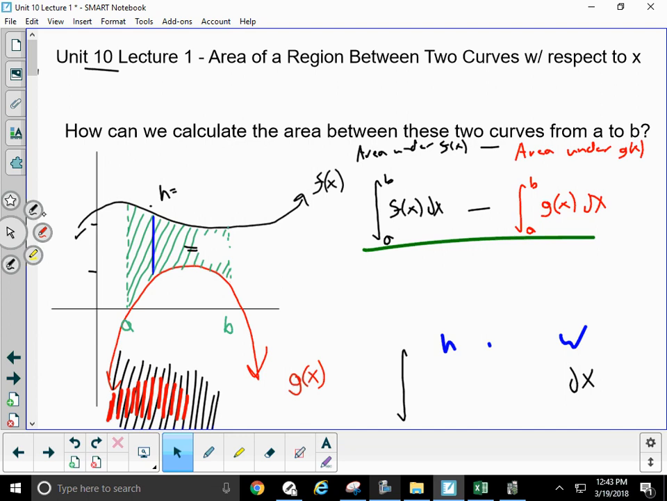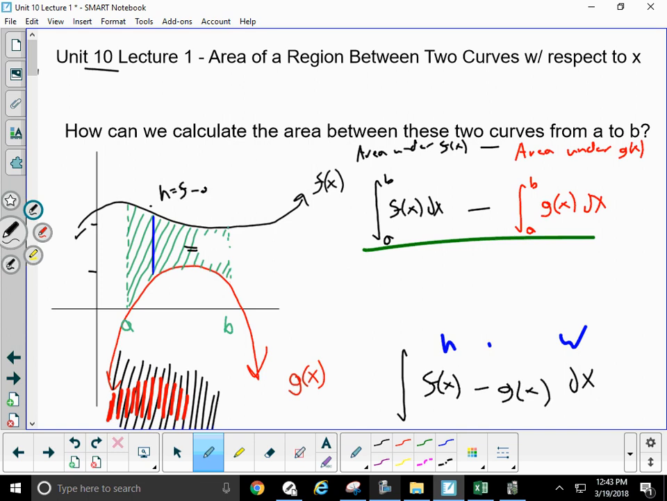Well, what is that? That's just whatever my y-coordinate is on my top function minus my y-coordinate on my bottom function. My height is this f minus this g. It was 2 in this situation because I used 3 and 1, but it was really just the top function minus the bottom.